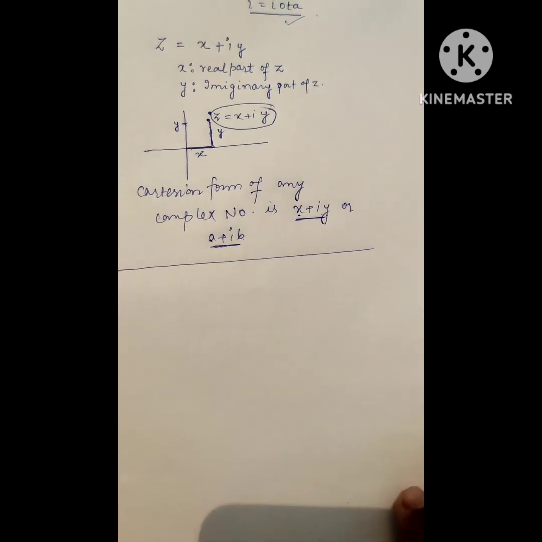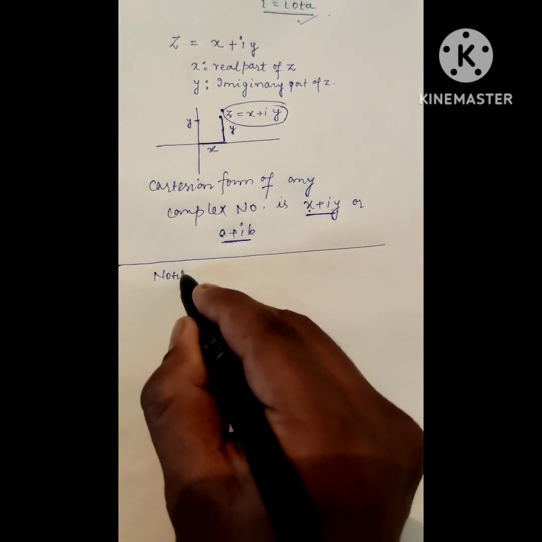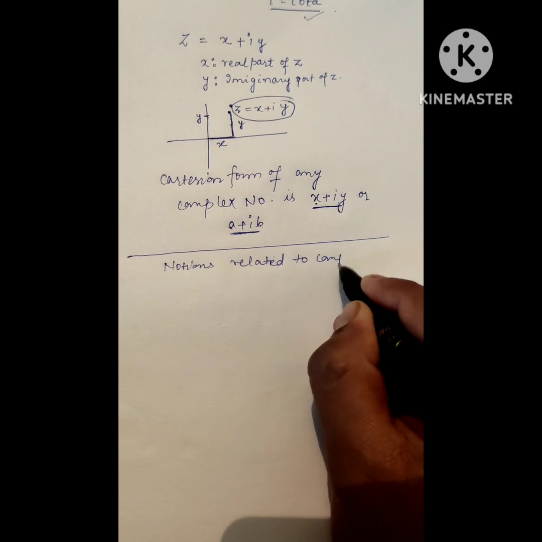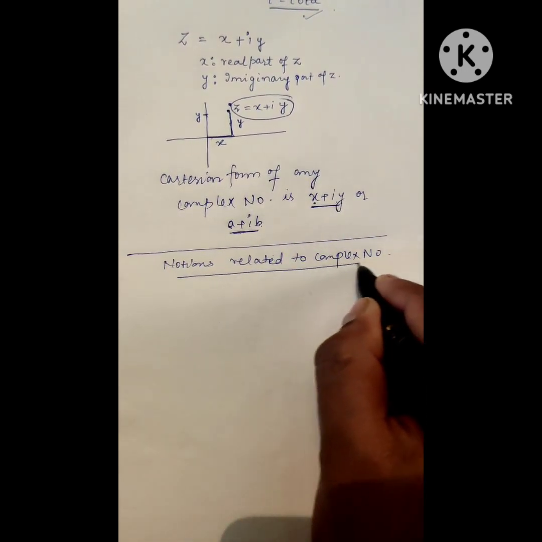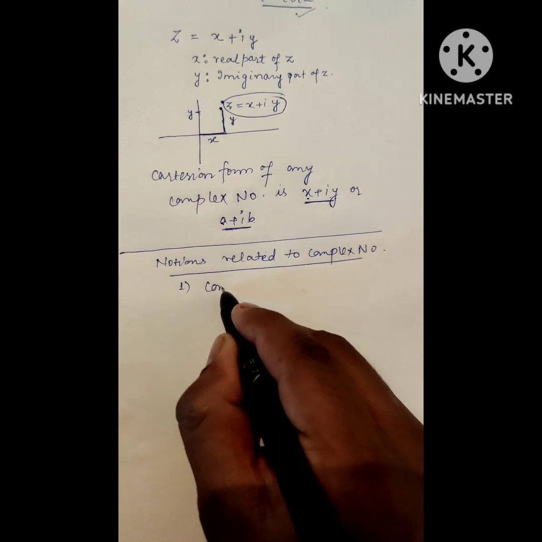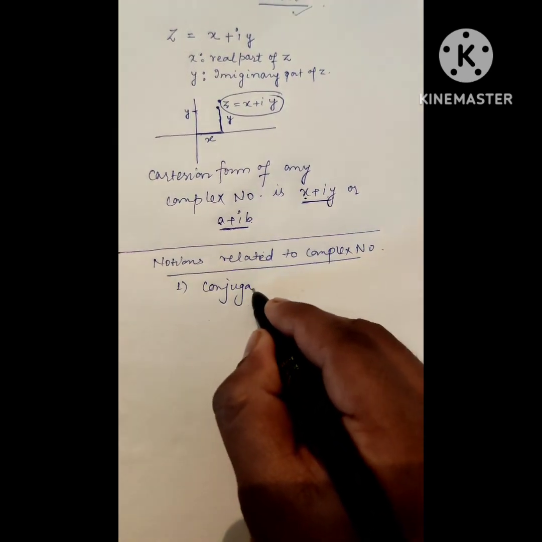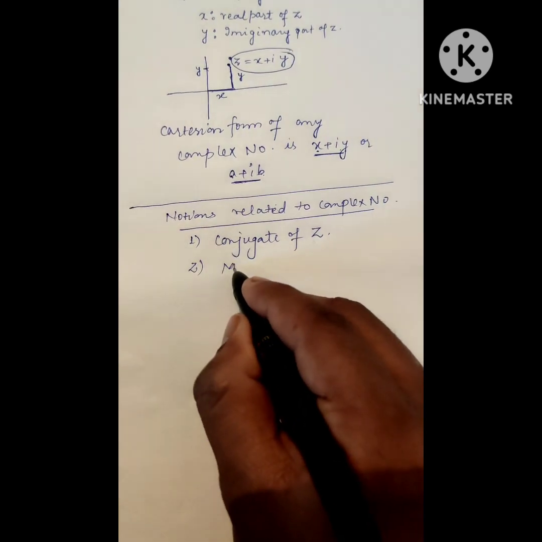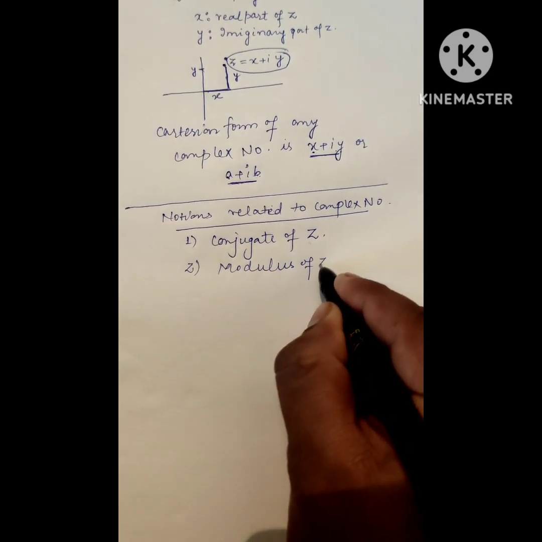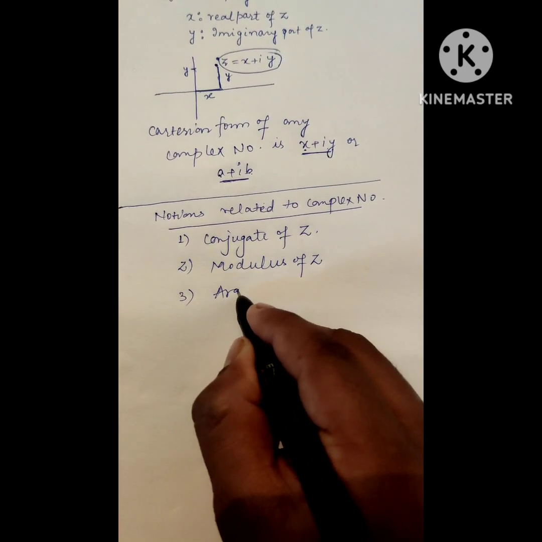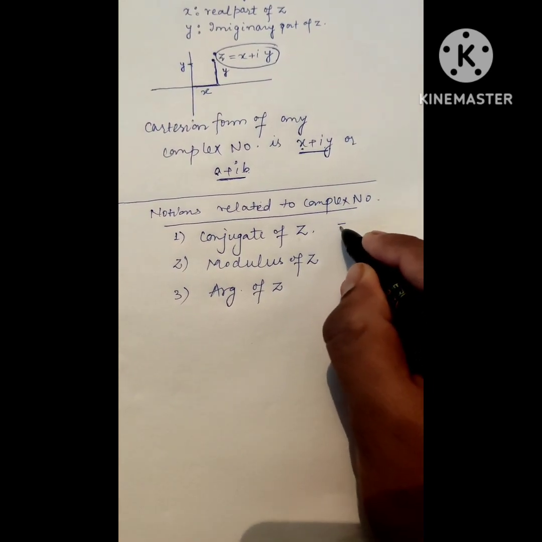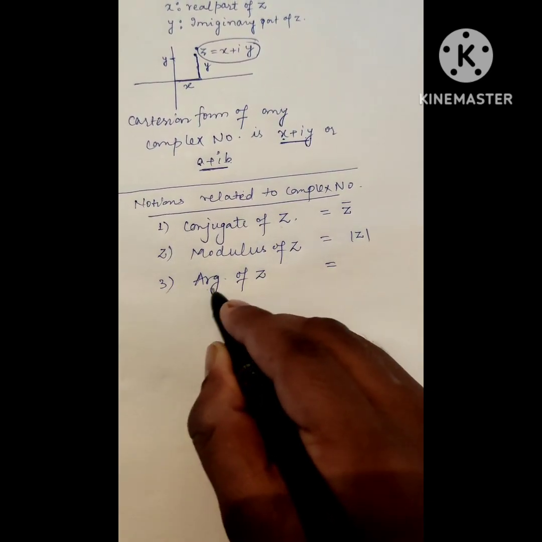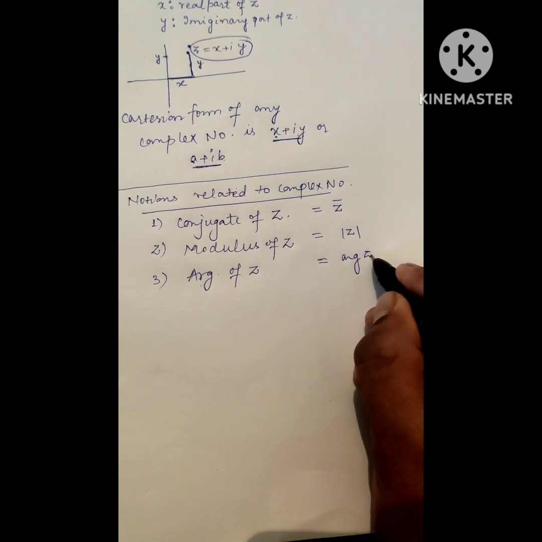Now first of all we discuss some notions related to complex numbers. What are these notions? First of all we have the conjugate of Z. Next is the modulus of Z. Third one is the argument of Z. We write conjugate as Z bar, we write modulus as modulus of Z, and we write argument of Z simply as arg of Z.